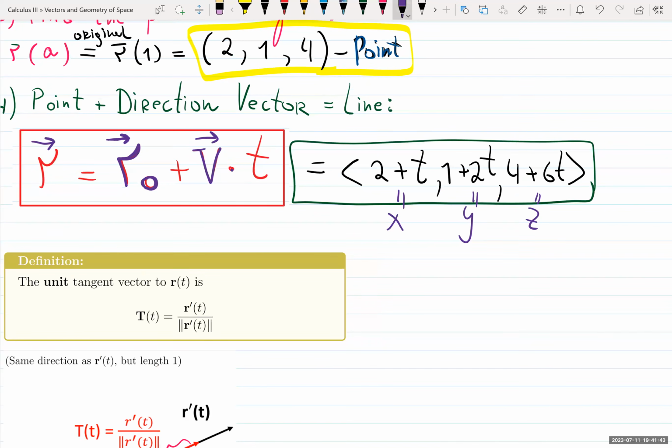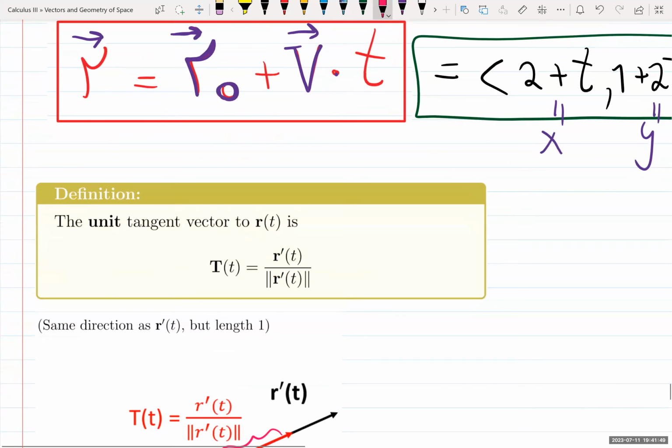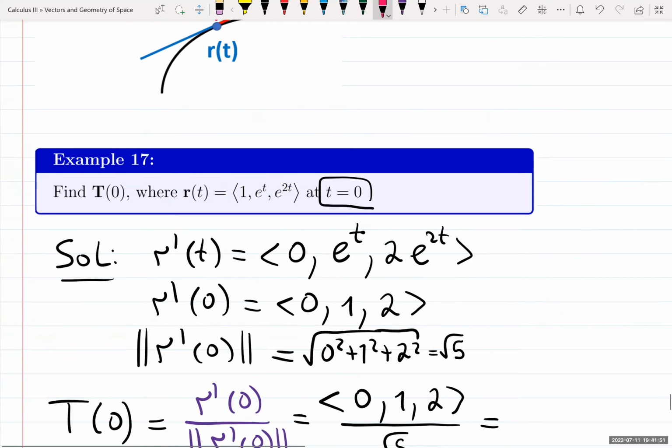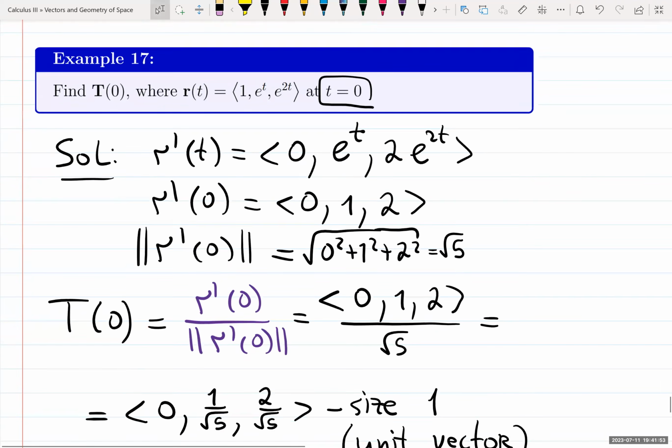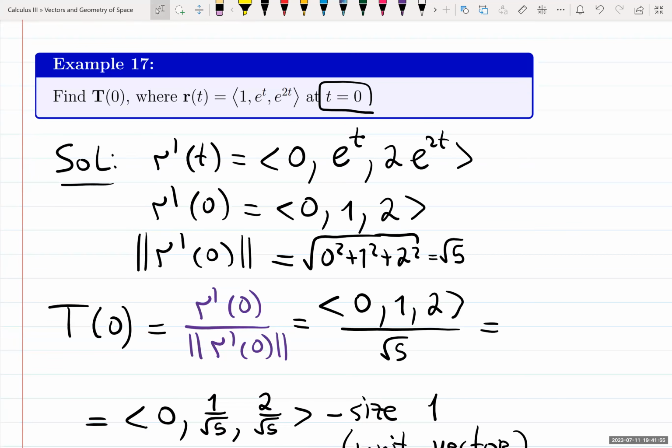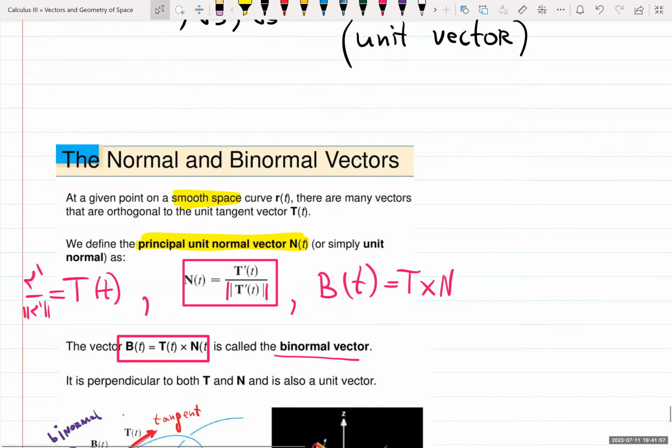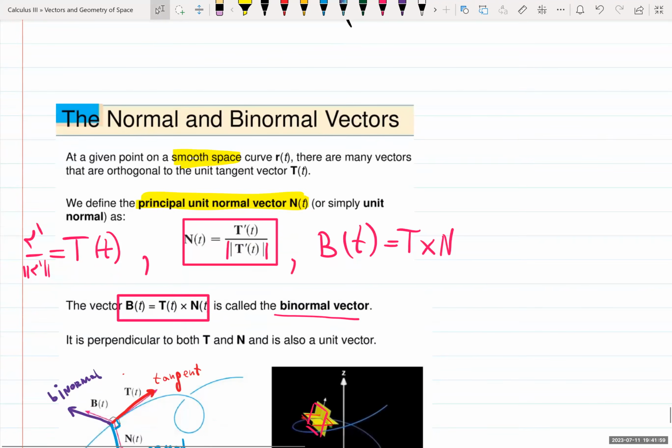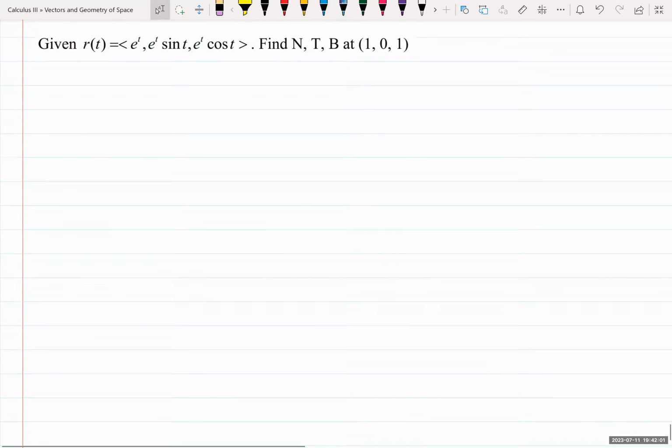What else can define the line? We need a point and the slope vector. Here is my unit vector, we have that. Find it, plug 0. So that is what I wanted to practice.